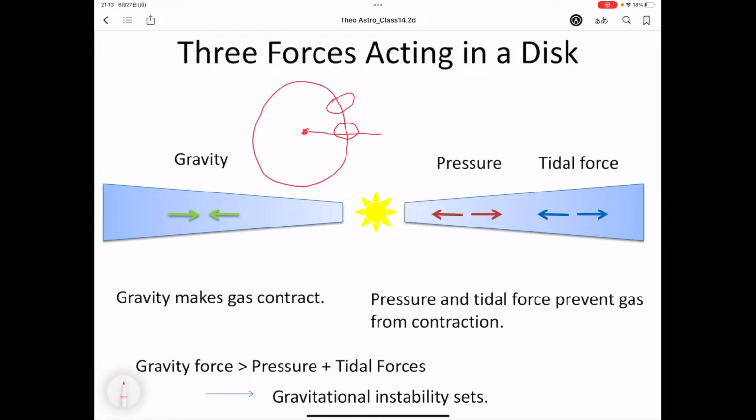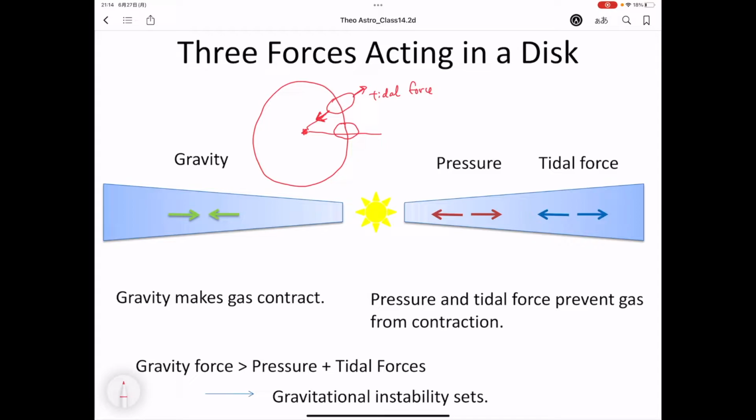When some object is making a rotational motion, tidal force is acting on this object. Tidal force is the difference of the centrifugal force and gravity of a central star. In the outer edge, tidal force is acting because the centrifugal force is larger than the gravity. In the inner edge, gravity is larger than the centrifugal force, so the net force is directed toward the central star. So tidal force prevents gas from contracting to a single point, like pressure.